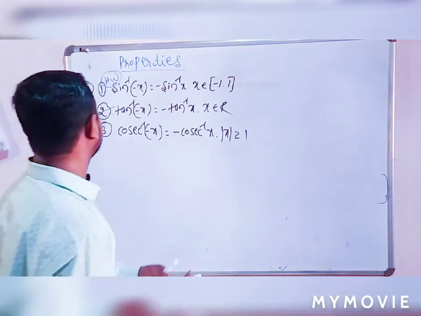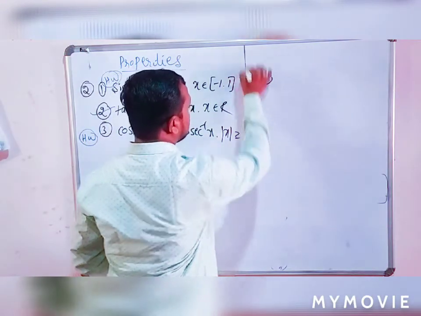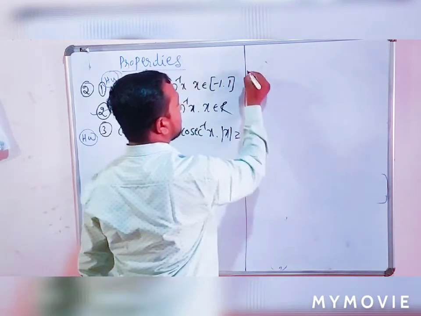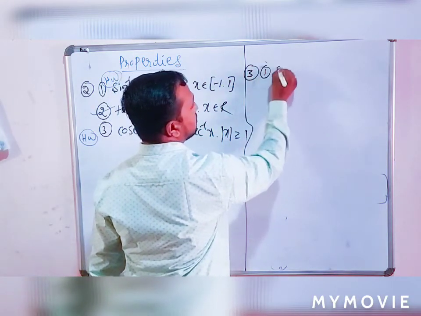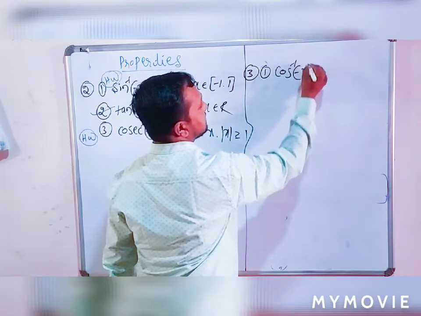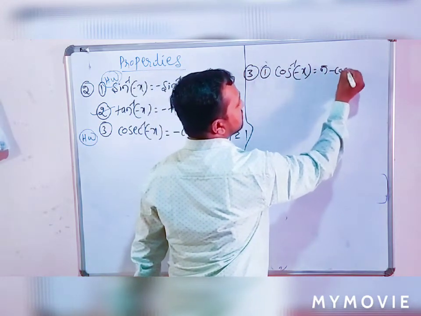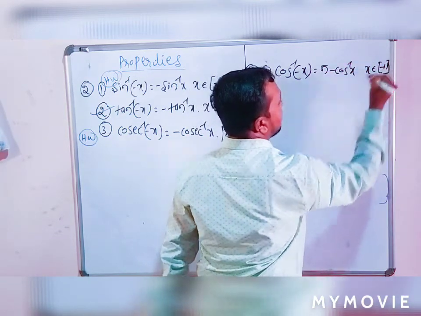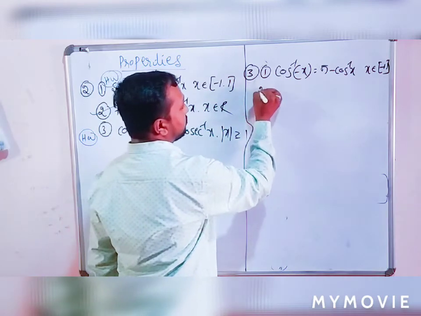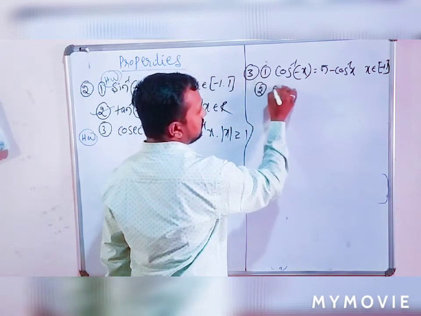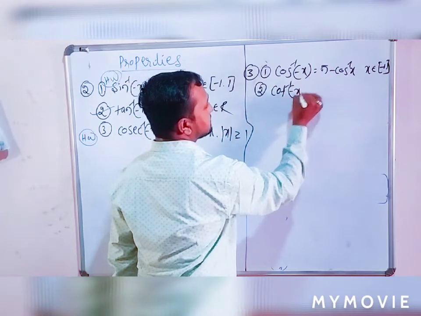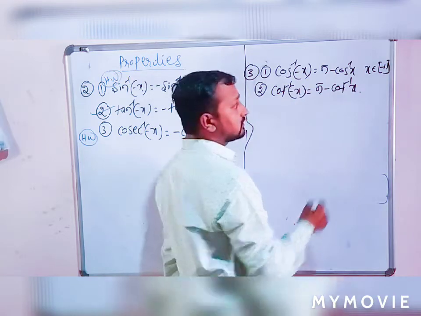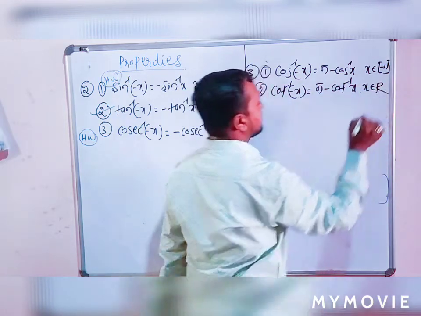Next, one more set is there in that third one. What is that? First one, cos inverse of minus x equals pi minus cos inverse x, for all x belonging to minus 1 to 1, as it is said. And second one, cot inverse of minus x is equal to pi minus cot inverse of x, for all x belonging to R.